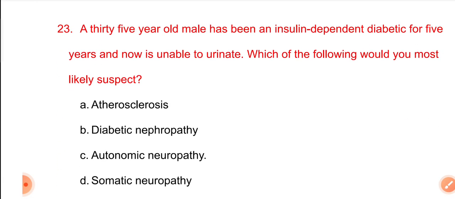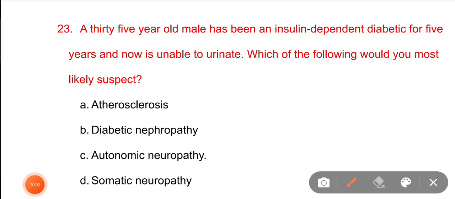The next question is, a 35 years old male has been an insulin dependent diabetic for 5 years and now is unable to urinate. Which of the following would you most likely suspect? The options are atherosclerosis, diabetic neuropathy, autonomic neuropathy, somatic neuropathy. So, what may be the neuropathy in the case of diabetes.